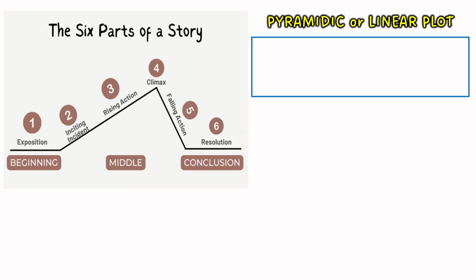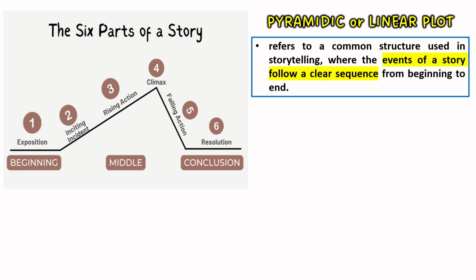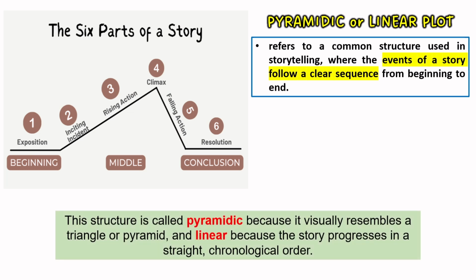In a pyramidic or linear structure of a story plot, there are 6 essential parts of events. When we say pyramidic or linear plot, it refers to a common structure used in storytelling, where the events of a story follow a clear sequence from beginning to end. This structure is called pyramidic because it visually resembles a triangle or pyramid, and linear because the story progresses in a straight chronological order.